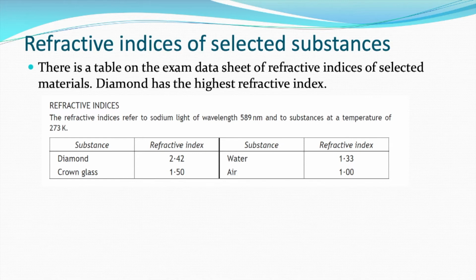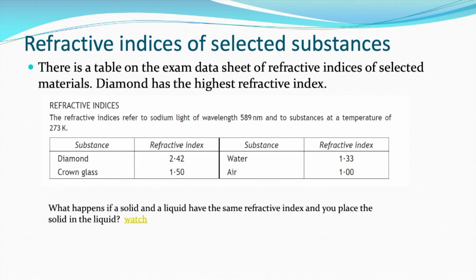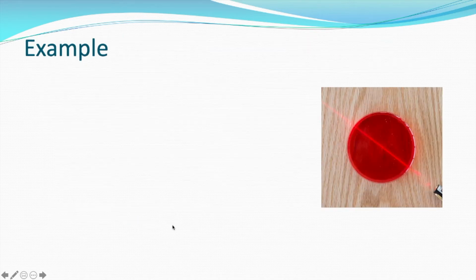So they are numbers that are very similar, between about 1 and, well, I don't think you'll see anything over 2. But what happens if a solid and a liquid have the same refractive index and you put the solid in the liquid? Well, there's a wee hyperlink there if you want to watch it. Go to the actual PowerPoint and watch that.